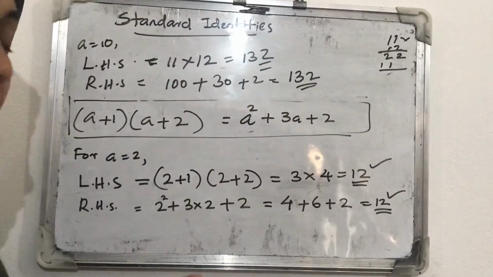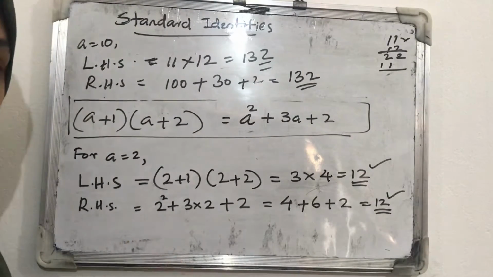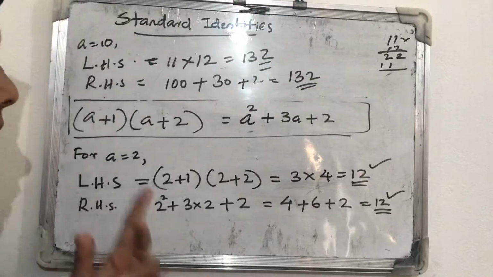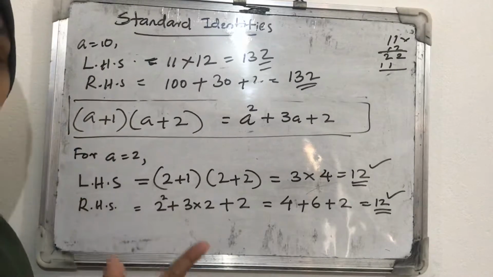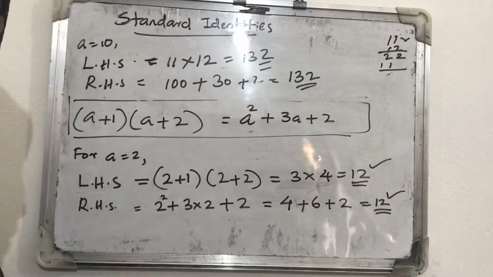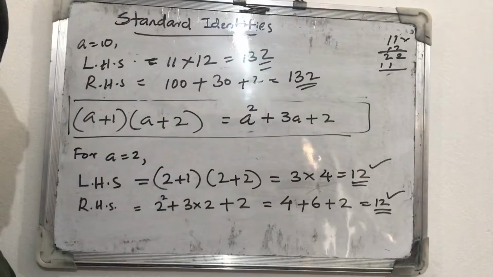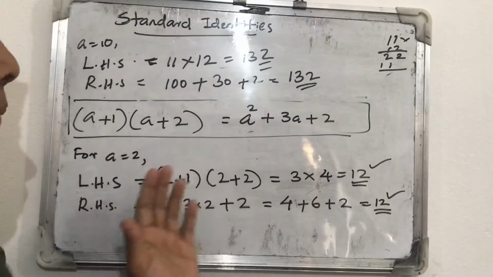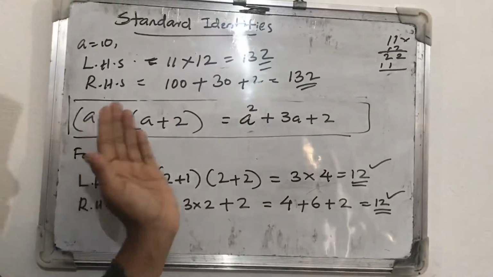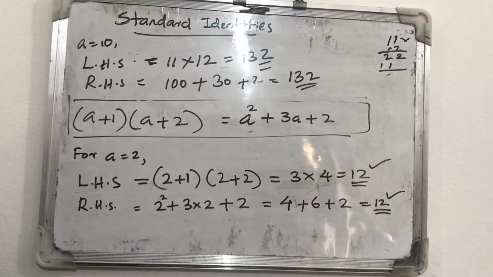So in both cases, if you take any value for a, suppose you take any other negative value, like minus 5 or minus 3, instead of 10, then when you check, you will get the RHS equal to the LHS. Okay, so this type of statement, with equality on both sides, is called an equality.